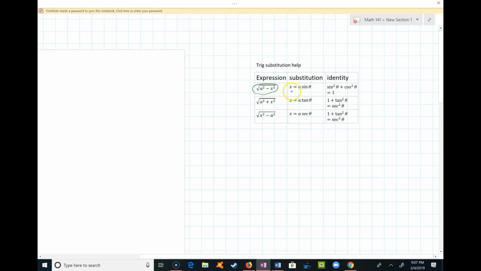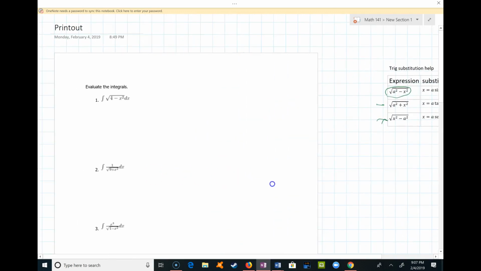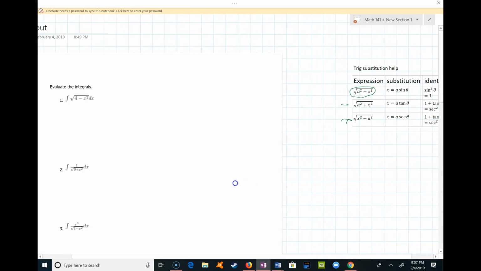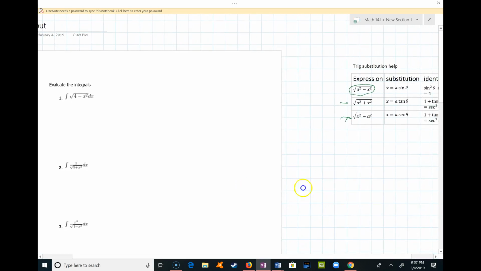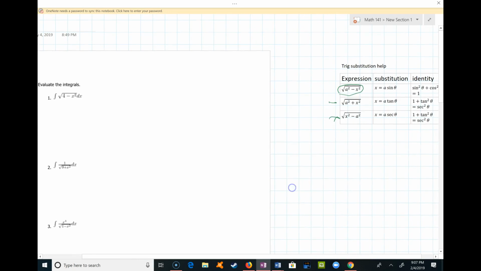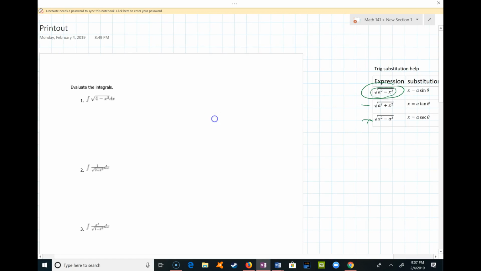For the first form, you want to substitute x equals a sine theta. If it looks like this, you substitute x equals a tangent theta. And if it looks like that, you use a secant theta. When we look at our problem, it's a constant minus x squared inside a square root, which is that first one we circled. So that gives me the hint that I should use x equals a sine theta, in this case 2 sine theta.